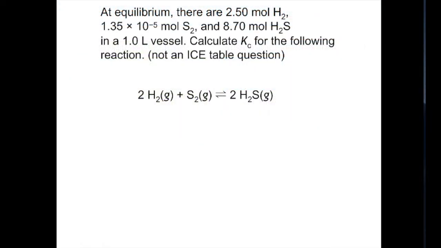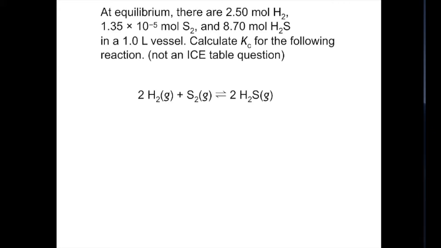calculations. So the rest of this video is going to be dedicated to going through some of these equilibrium problems. So let's try this one first. So at equilibrium, there are 2.5 moles of H2, 1.35 times 10 to the minus 5 moles of S2, and 8.70 moles of H2S in a 1 liter vessel. Calculate Kc for the following reaction. And we don't need an ice table for this one.